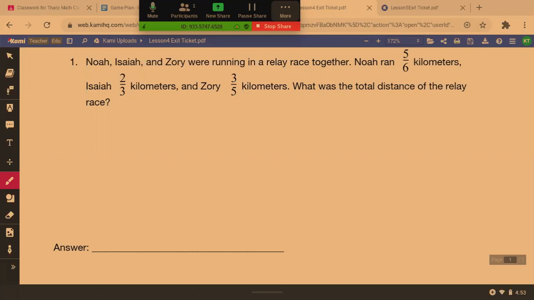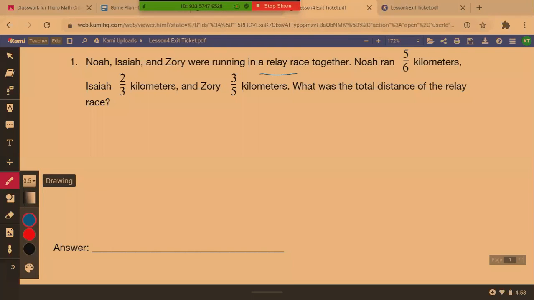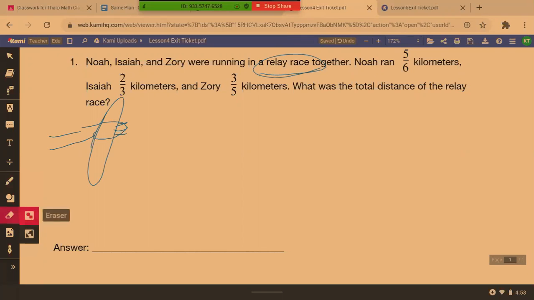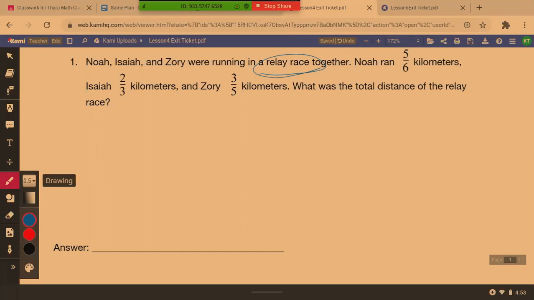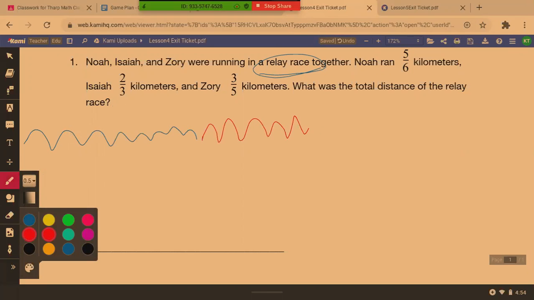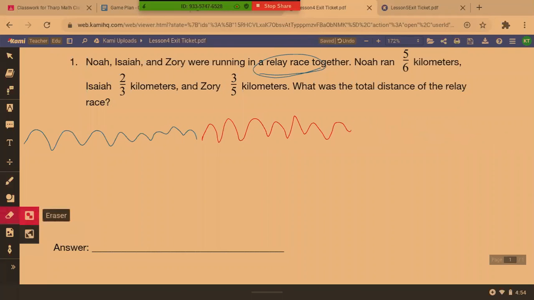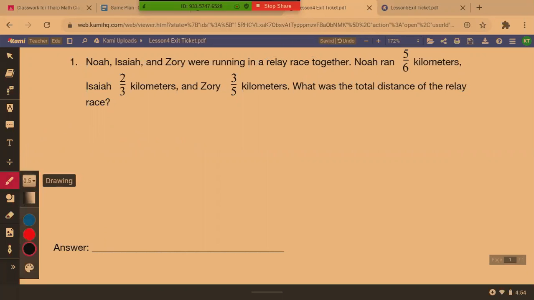So one thing you have to know going into this problem is what a relay race is. That's where someone runs with a baton. You know the baton? You run with this baton and you hold it while you run. That's my drawing of a grip around a baton. So Noah's going to run, and then he's going to hand it off to Isaiah, and Isaiah starts running. And then he's going to hand it off to Zori, and Zori starts running. So it's one person running at a time, but you want your team to win.